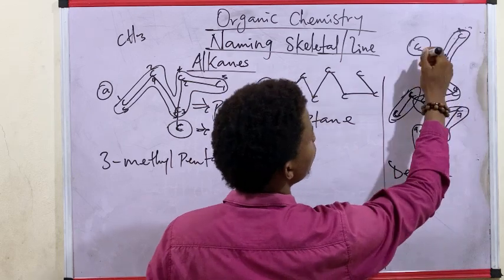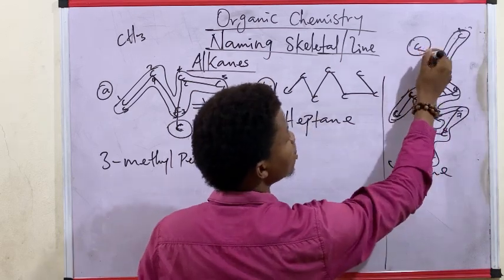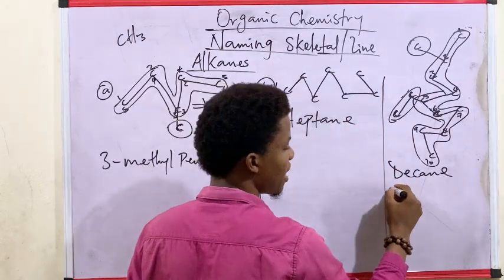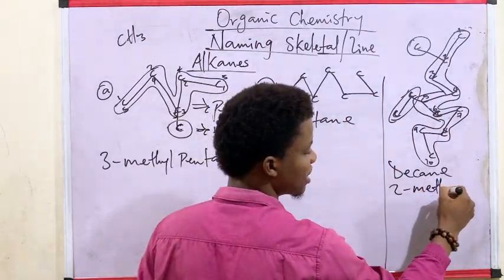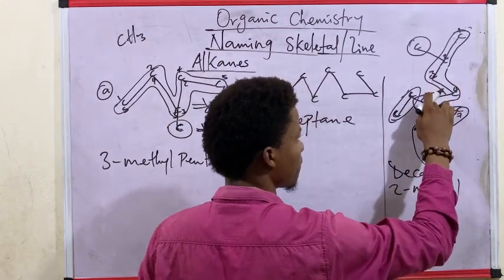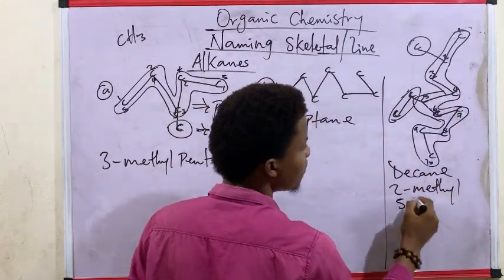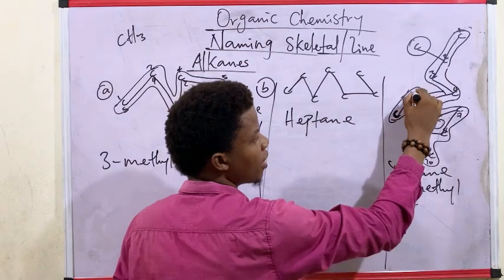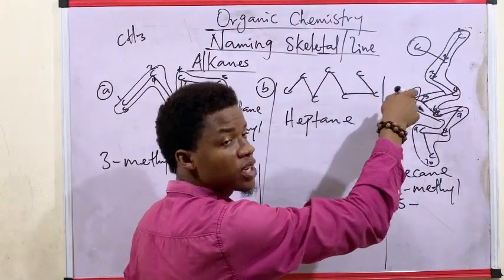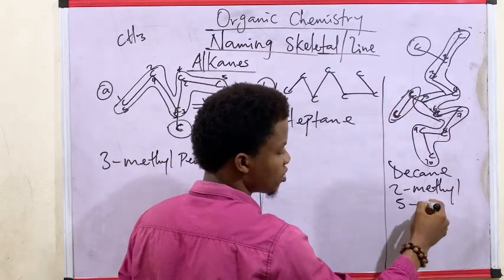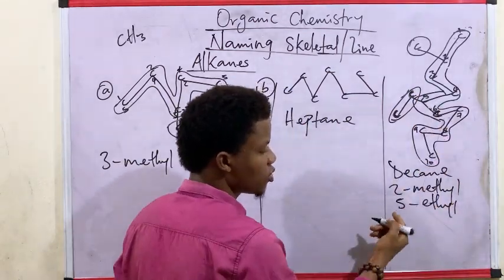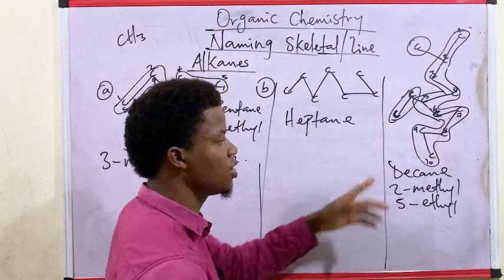We have one substituent at carbon 2, and the substituent has just one carbon. That one carbon is methyl. So we have methyl at carbon 2. So 2-methyl. And then when we proceed 3, 4, 5. Now at 5, there are 2 carbons, 1 here and 1 here. So this becomes an ethyl substituent. Is there any other substituent? Nothing.